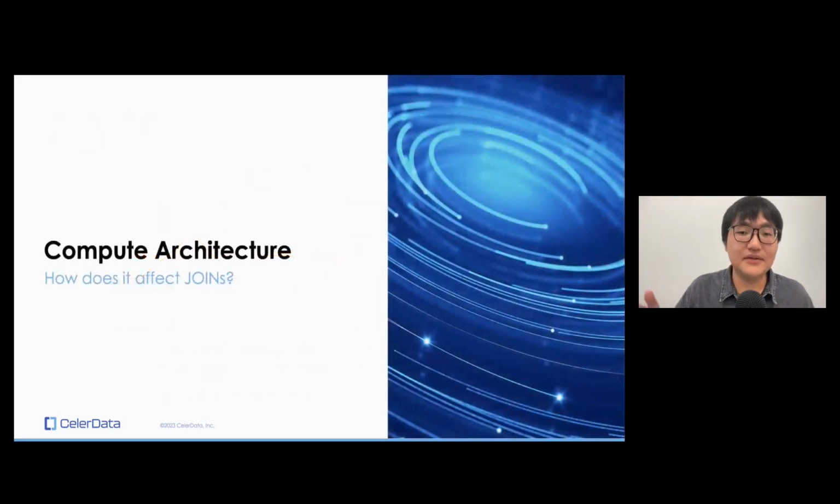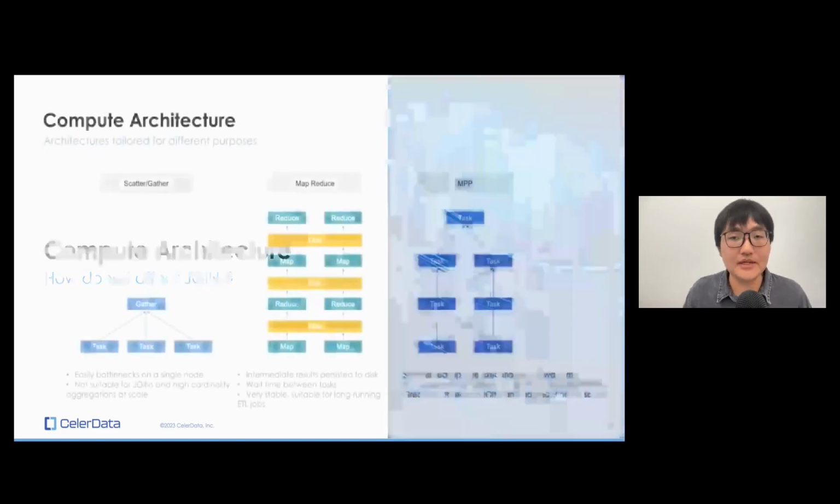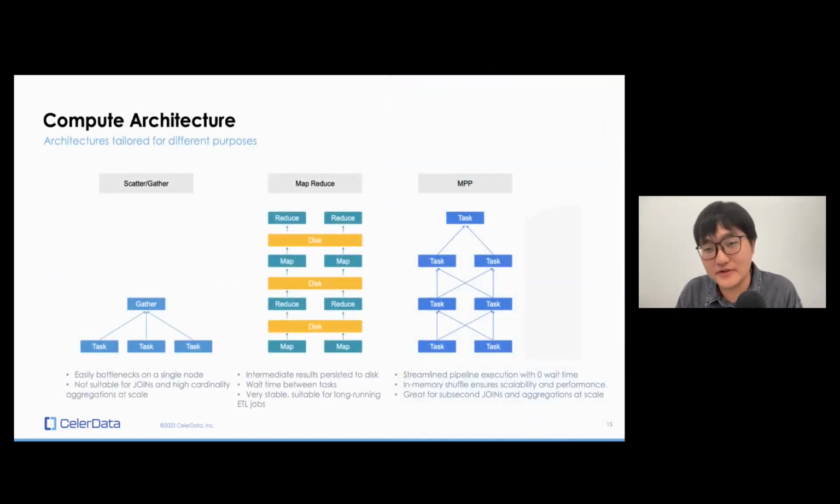And then let's look at compute architecture. This is where I see some of the biggest differences between us and a lot of the real-time OLAP databases like ClickHouse and Druid: how we handle join operations. And this is the key to why our join is able to scale. Let's look at some different architectures first.